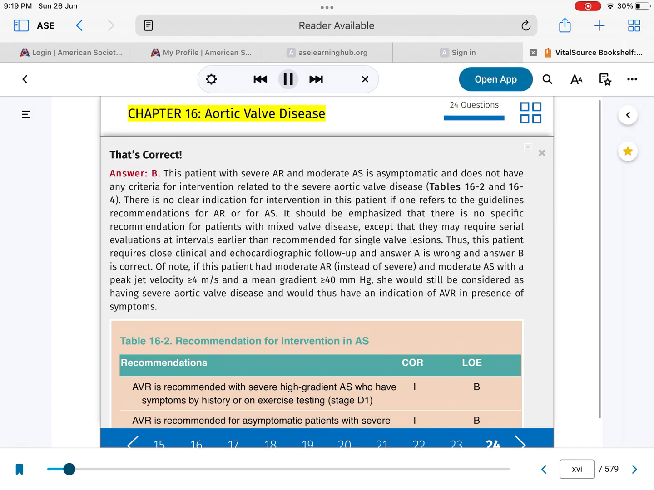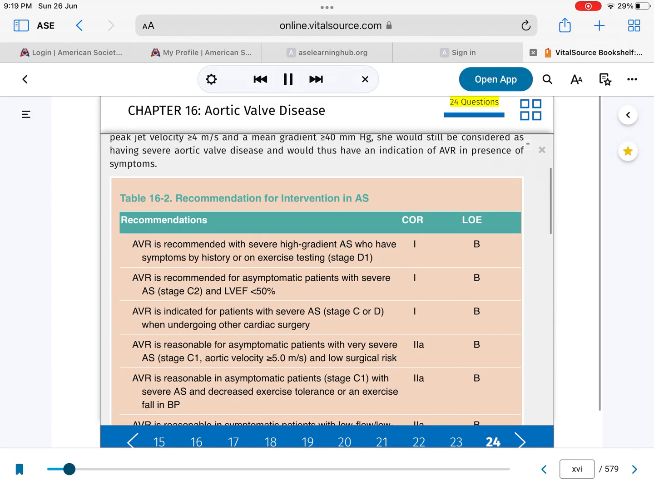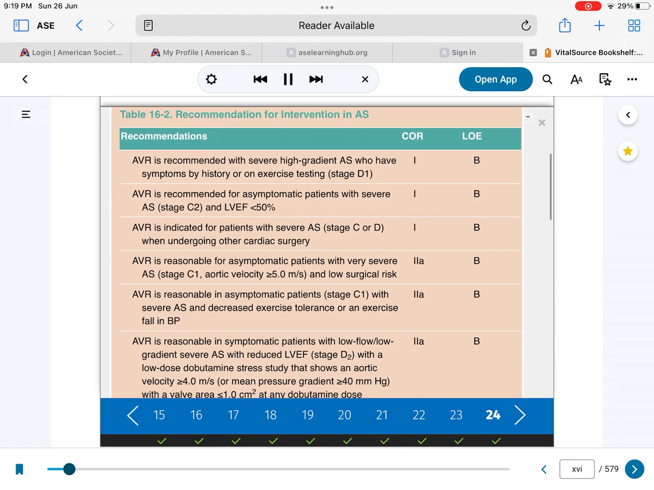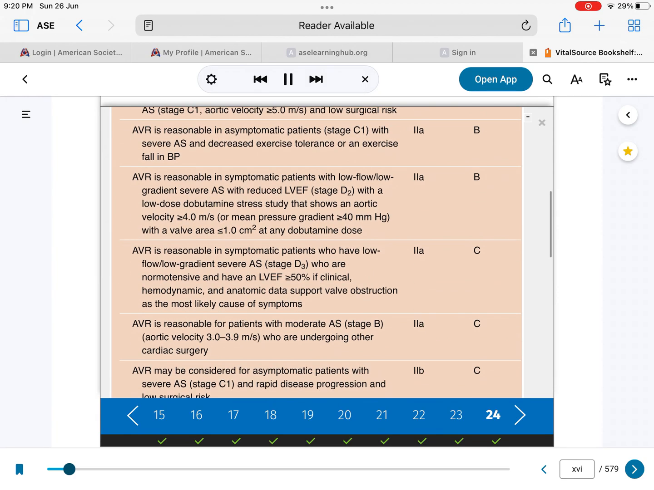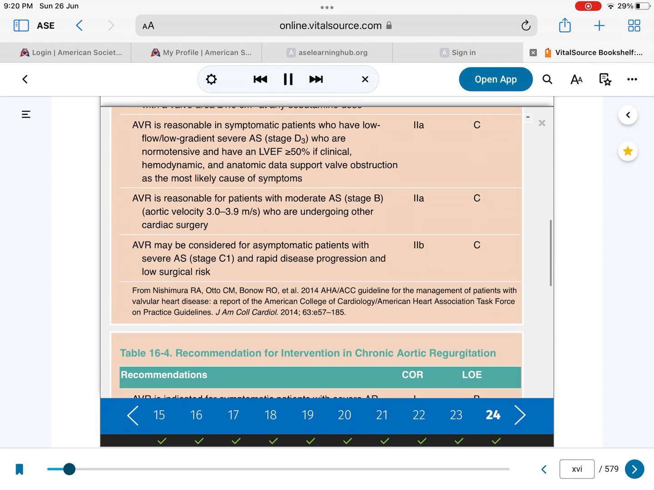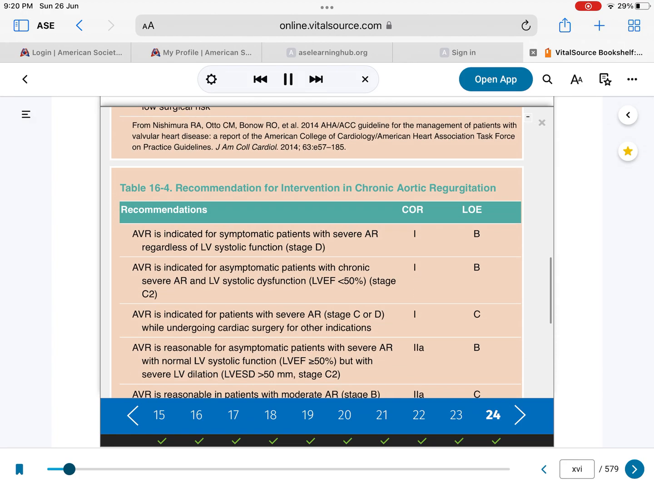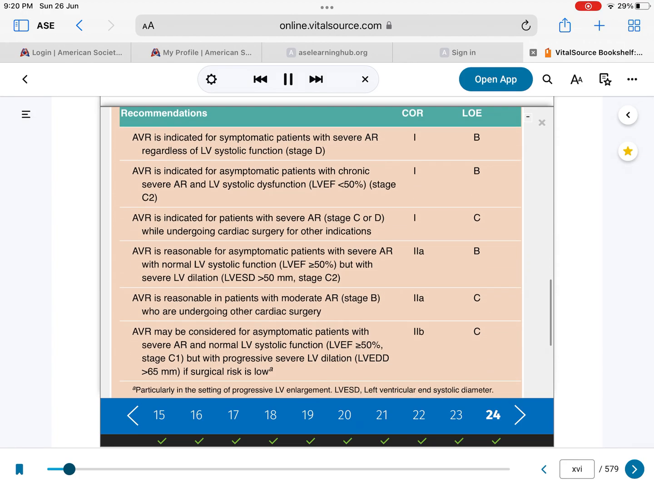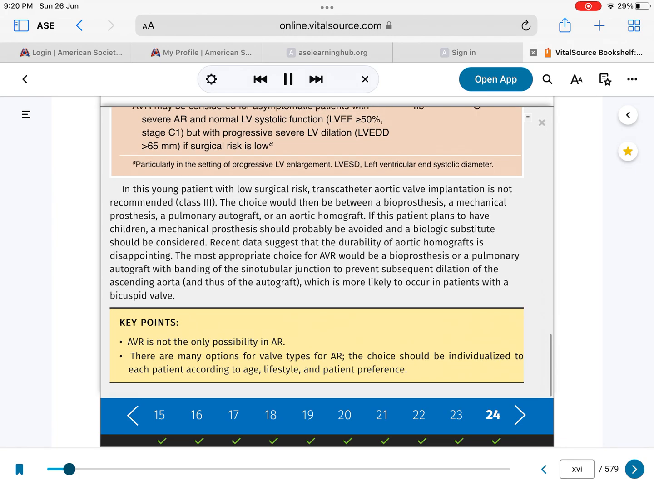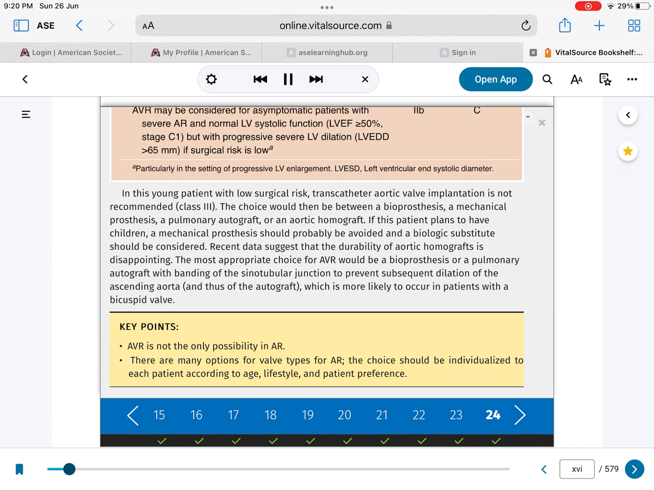Chapter 16. Aortic valve disease. 24 questions. Case 6. An asymptomatic 31-year-old woman was referred for an echocardiography because of the presence of a 4/6 systolic murmur. Doppler echocardiography reveals the following. Bicuspid aortic valve. Aortic regurgitation, AR, with a vena contracta width of 0.7 cm. Figure 16-10. EROA of 0.31 square centimeters. AVA of 1.3 square centimeters. Mean transvalvular gradient of 45 mm Hg.